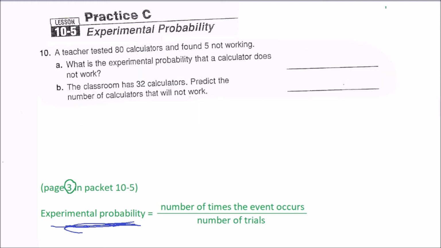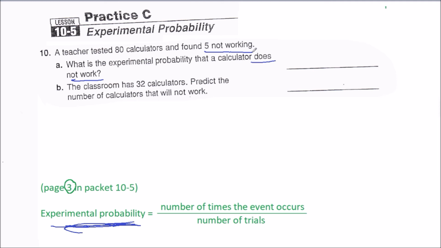Okay, and the last problem here on practice C, number 10, says a teacher tested 80 calculators and found 5 not working. What is the experimental probability that a calculator does not work? And again, we want to be careful here. We have does not work. Okay, so we had 5 that were not working. So just in case, because sometimes they'll get sneaky, they'll get tricky, and they'll say, what's the experimental probability that it does work? And then we have to think critically and read carefully there. But we're talking about not working, that's our 5.